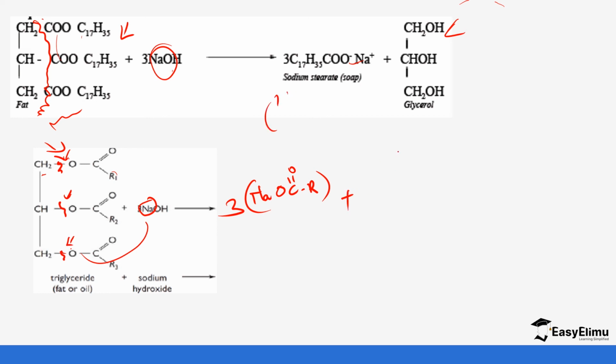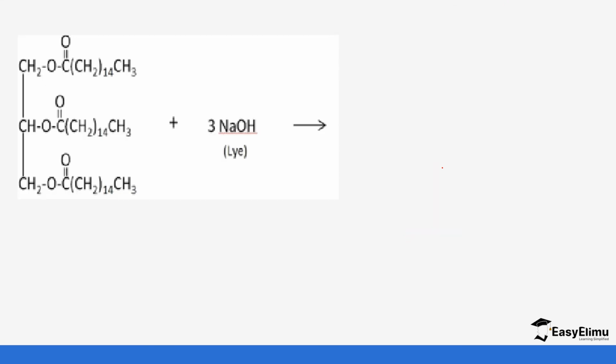And then the final product, you take our CH2. Remember, this is where the breaking happened. So this is where the OH is attached to form CH2OH, and then CHOH, and then CH2OH. Let's look at more examples.